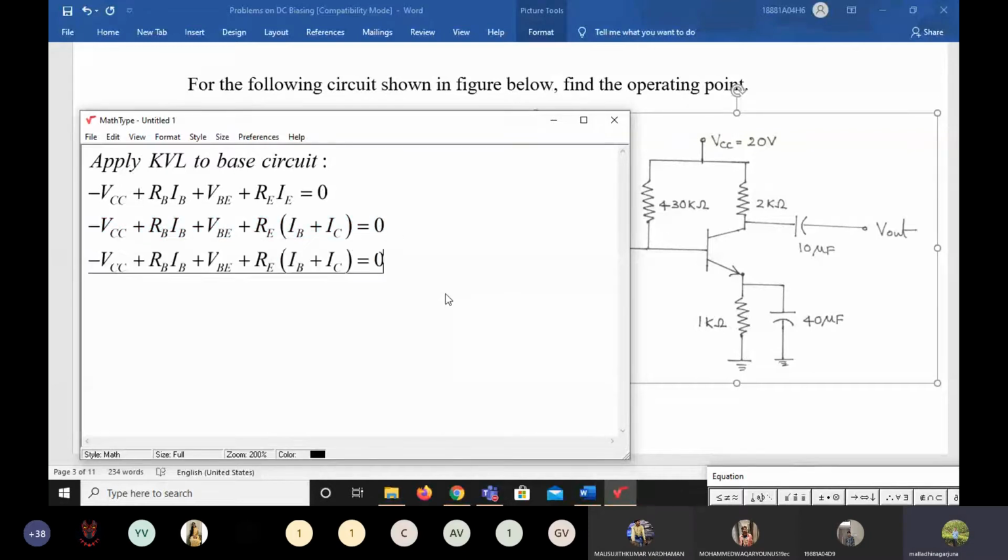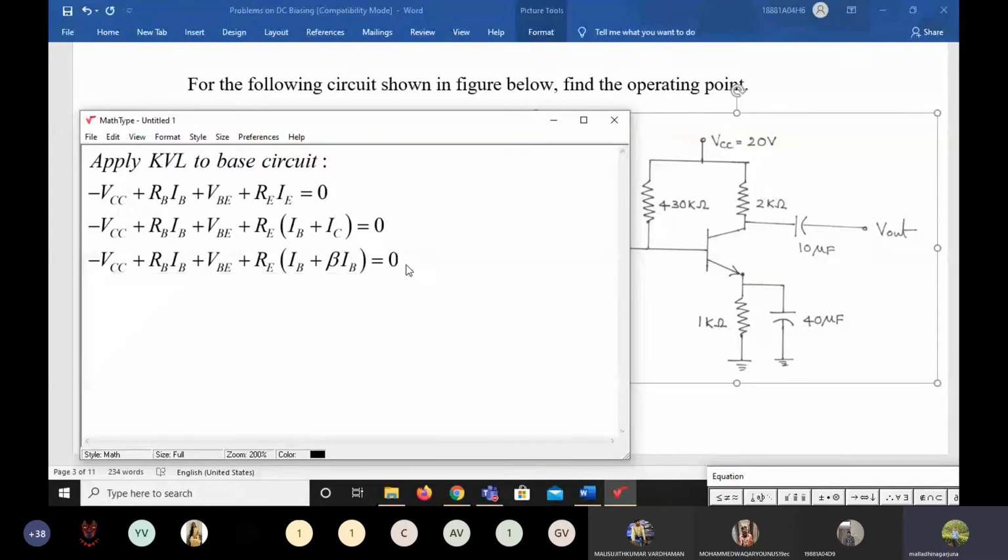You can get it. Okay, so this IC also you can write as beta times IB. Same equation, so I am converting that IC also in terms of IB. So if IC equals beta times IB, then the entire equation we came into is in terms of IB. Except IB, all are known factors.